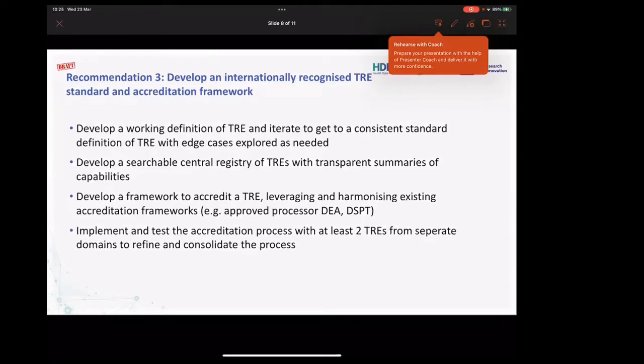So one of the key recommendations for phase 2 is to implement and test this accreditation process for at least 2 TREs from separate domains. So we want to pick health and non-health, or health and environmental data and judicial data. So separate domains, because the governance frameworks are slightly different, and it would be great to test that going forward.